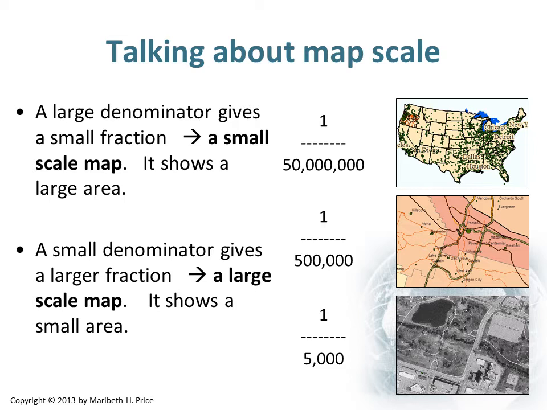As you move up to a different number, 1 to 500,000, it's in the mid-range. 1 to 5,000 is zoomed in, if you will, much, much closer, showing a much, much smaller area. And the reason we call that a large scale map is, comparatively speaking, if you divide 1 by 5,000, the decimal number that you get will be significantly larger than the one you get if you divide 1 by 50 million.